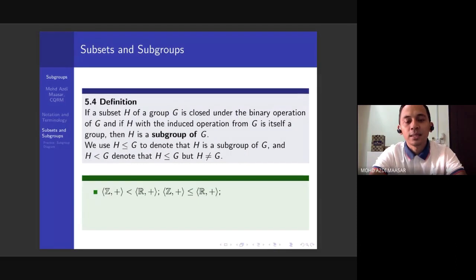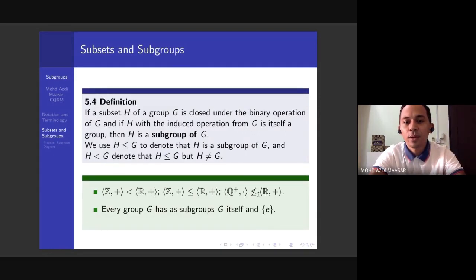Likewise, I can use this notation. I can use either this notation because it is a proper subset. And then, of course, I can use this less or equal notation as well. Less or equal notation is more general, for any subgroup.